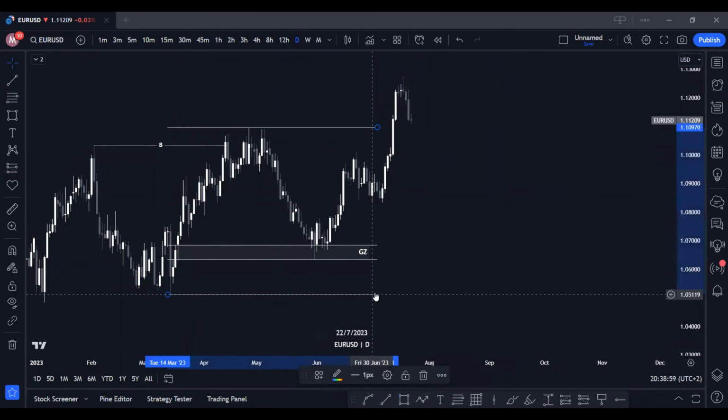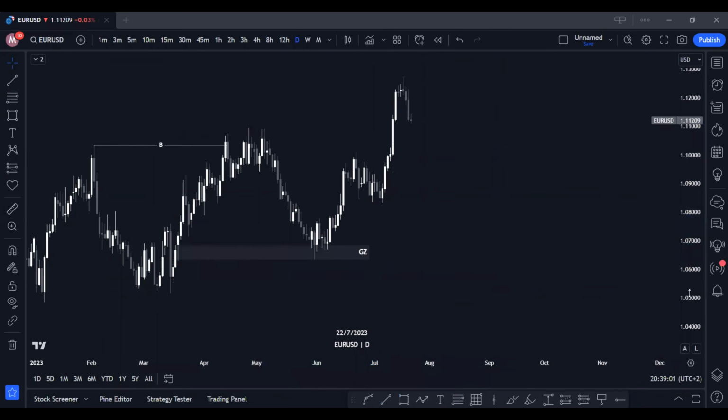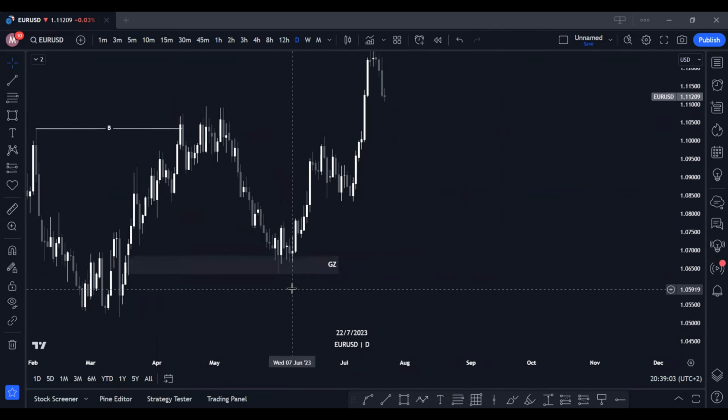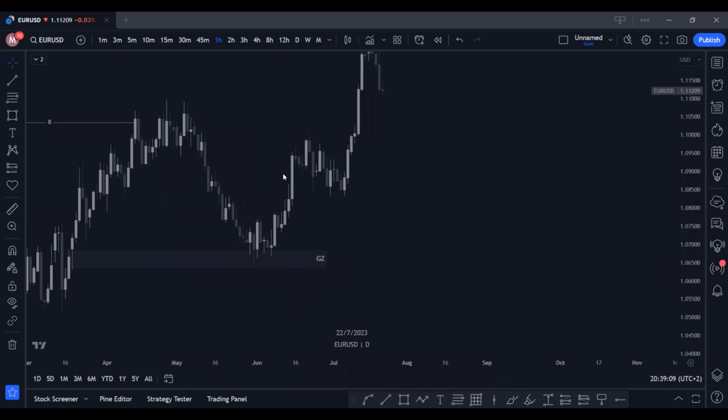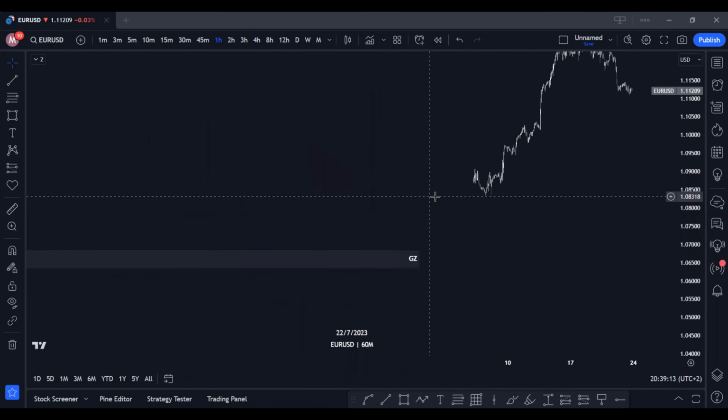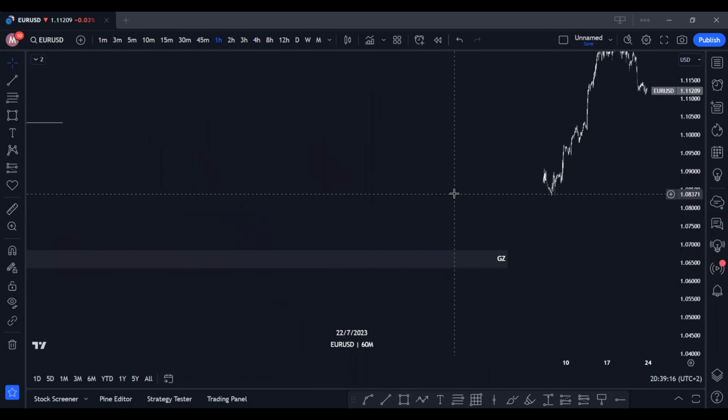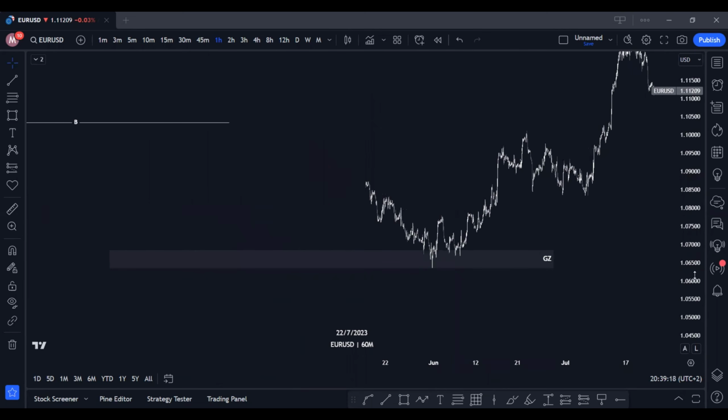Okay, but then what happens if maybe you missed your golden zone entry, or maybe your golden zone entry spiked your stop loss or something? Okay, so what you do is that you look for your confirmation entries. You look for your confirmation entries on your lower time frame.